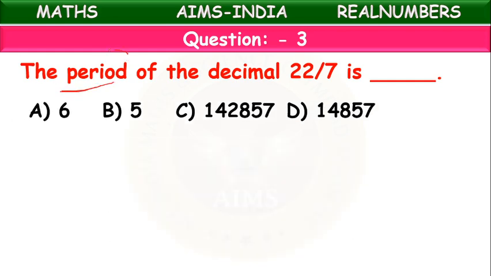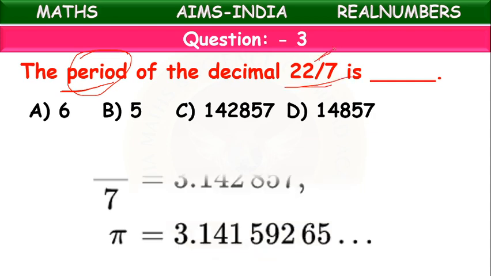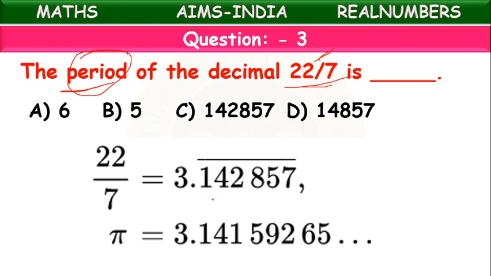Next they are asking the period of 22 by 7. Just now we have divided 22 by 7, and we got 142857.